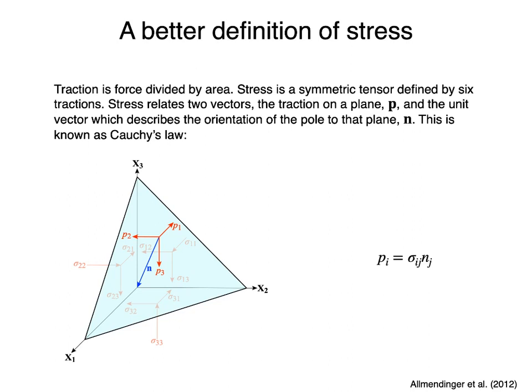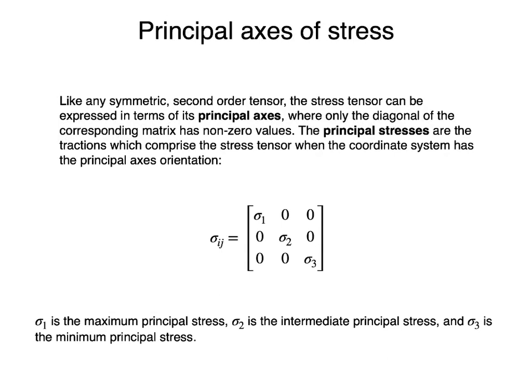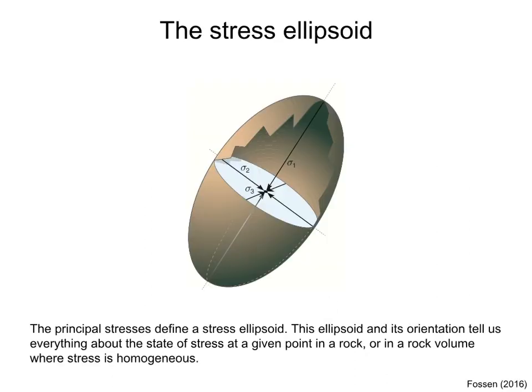Like any symmetric tensor, the stress tensor can be expressed in terms of its principal axes, where only the diagonal of the corresponding matrix has non-zero values. The principal stresses are the tractions which comprise the stress tensor when the coordinate system has the principal axis orientation. Sigma 1 is the maximum principal stress, sigma 2 is the intermediate principal stress, and sigma 3 is the minimum principal stress. These principal stresses define a stress ellipsoid. This ellipsoid and its orientation tell us everything about the state of stress at a given point in the rock volume where stress is homogeneous.